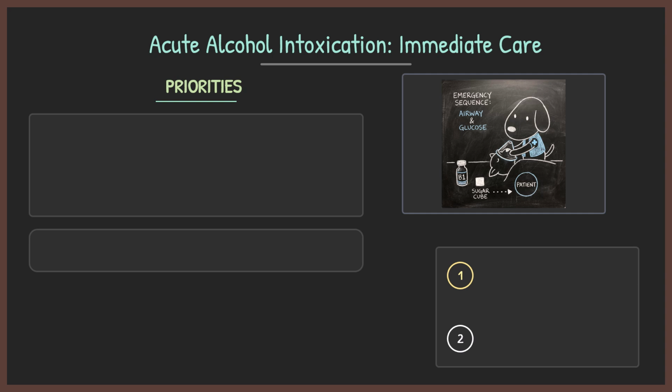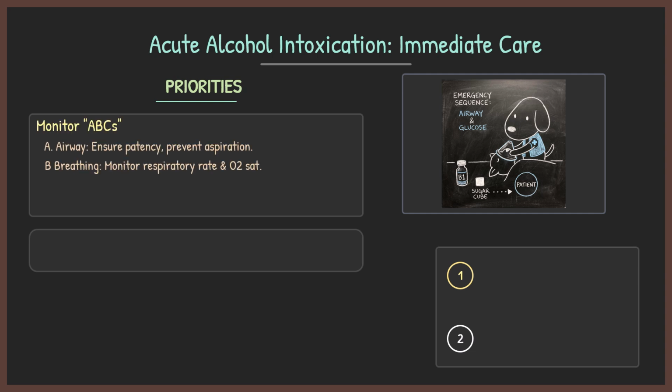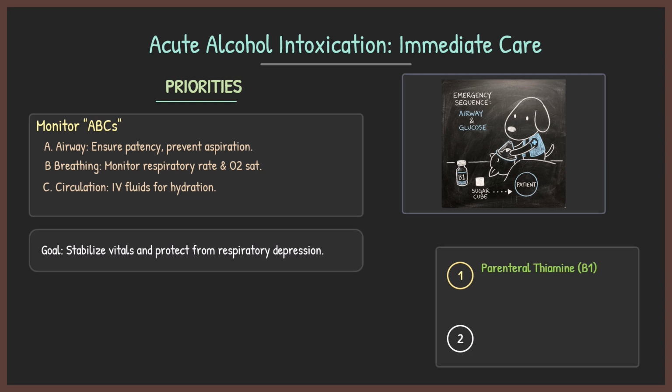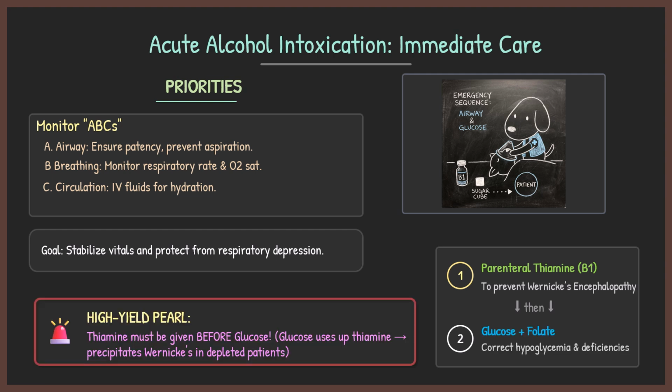So how do we treat acute alcohol intoxication? Your priorities are going to be your ABCs: airway, breathing, circulation. You want to stabilize the vitals, you want to protect from respiratory depression because alcohol is a CNS depressant. In addition, and examiners will test on this, you want to give B1, thiamine, and that is to prevent Wernicke's encephalopathy. After you give the B1, then you can give glucose and folates. High yield, thiamine must be given before glucose. And this is because glucose actually uses up thiamine, so it can actually precipitate the Wernicke's in depleted patients.